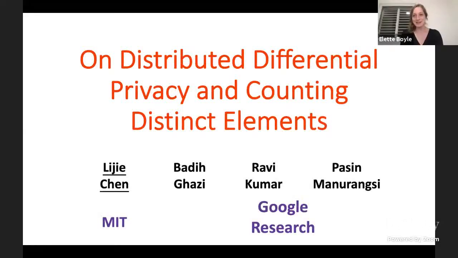Okay, I think the time has come. Let's get this show started. So welcome everybody to the first session of ITCS 2021. This is the session on privacy and cryptography.